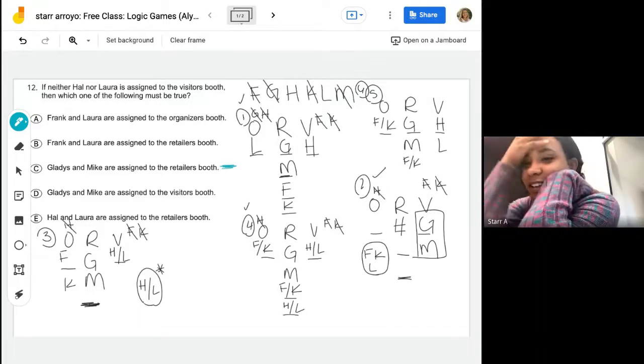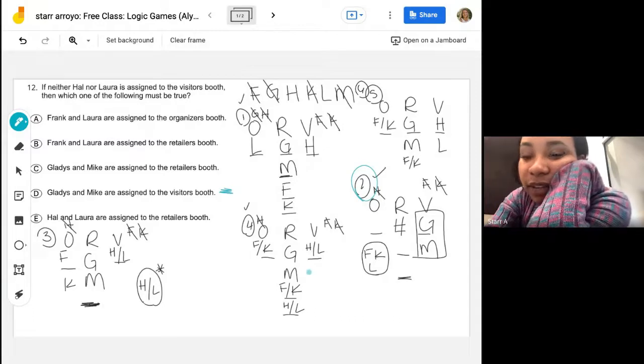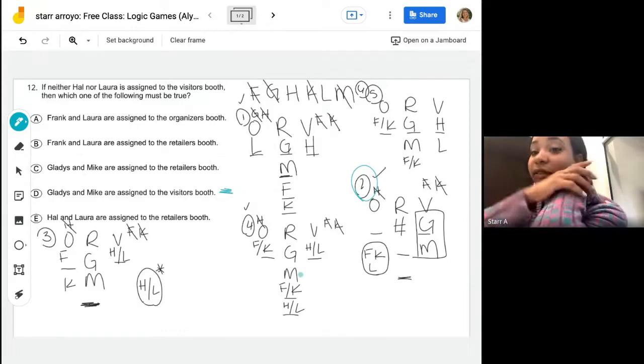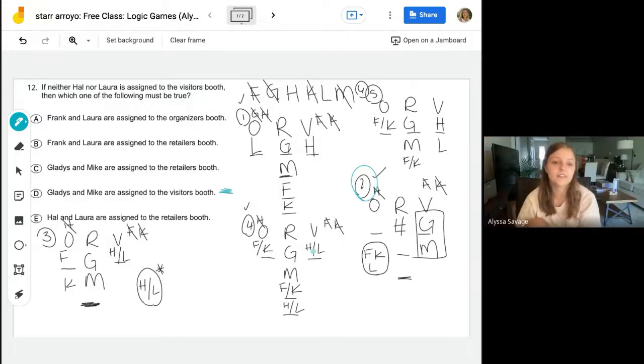Oh, it's D. I'm looking at the right thing, but so I'm looking at World 2, where G and M are already in V, and then we have F, K, L as the floaters. And so I was thinking, if neither H or L can go in V, where else can they go? Oh, I realized that G and M have to be there. Yeah, this is a must be true, so it has to be true 100% of the time.